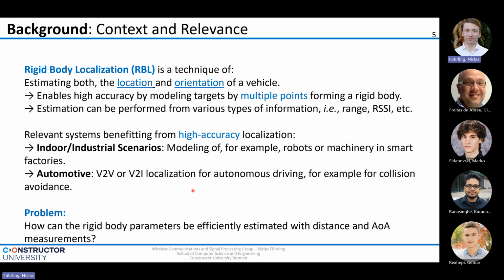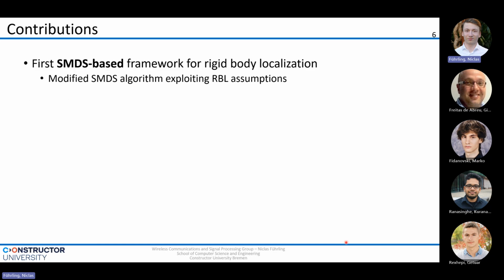The main problem, however, is how can the rigid body parameters be efficiently estimated with, in this case, distance and AOA measurements, but in general with multiple measurements, because in most of the state-of-the-art and also our own work, the problem was always that we only had one type of information that was used in the localization process. And now the idea was, okay, how can we do it with multiple types of information? So in this case, we use distance and AOA.